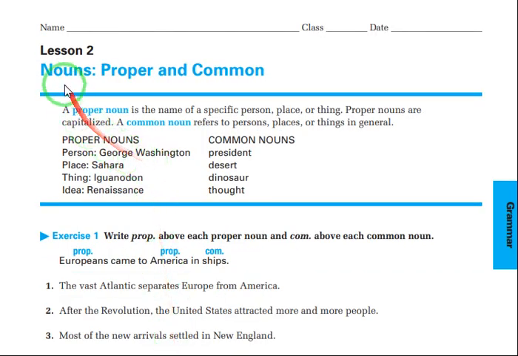We can also divide nouns into proper and common nouns. Proper nouns are specific names for people, animals, or things, while common nouns are common among everyone else. Proper noun, for example, a person: George Washington. Common noun: president.